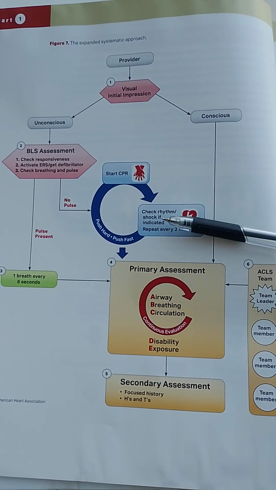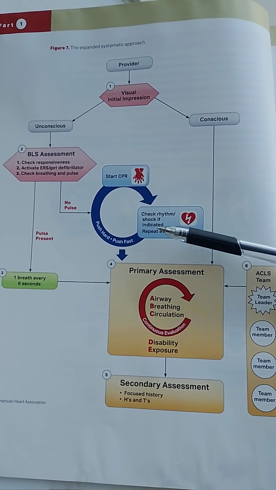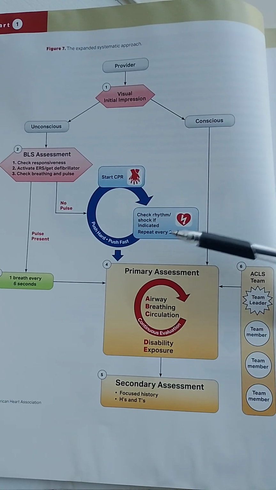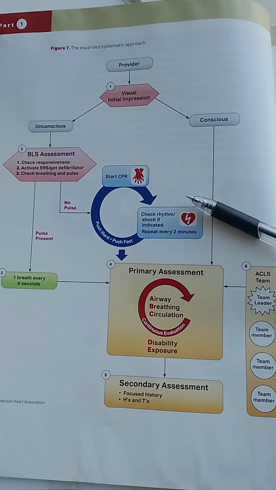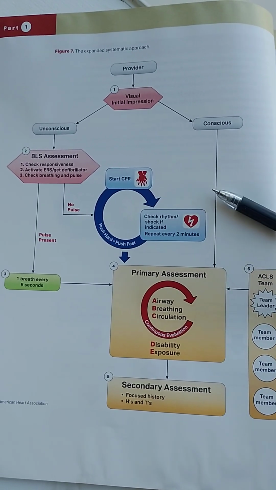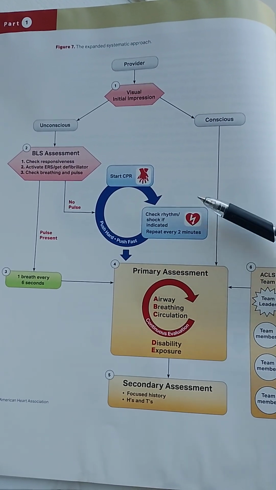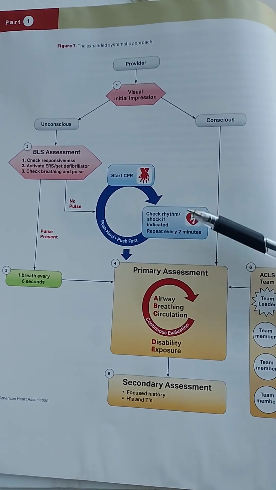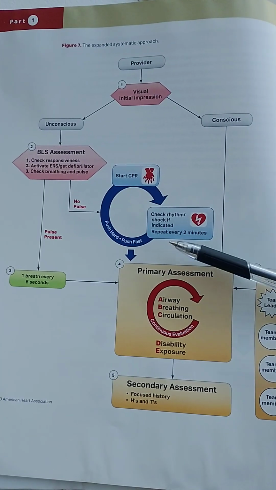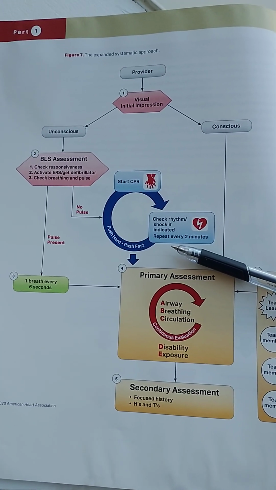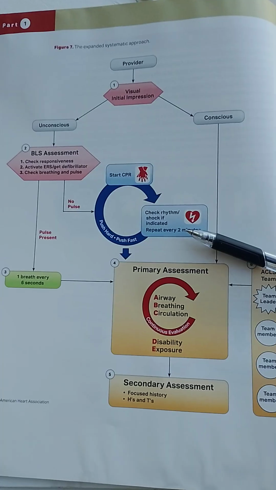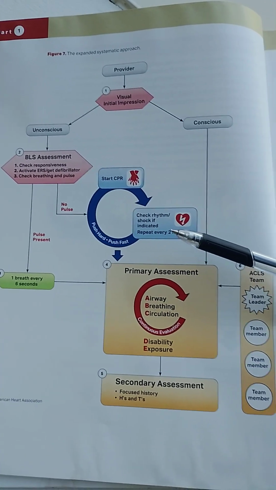Then we will check the rhythm, whether the rhythm is shockable or not. If the rhythm is good, if there is no atrial fibrillation or something else, so we will not give the shock. If the rhythm is shockable, we will give the shock, and we have to repeat this cycle every 2 minutes.